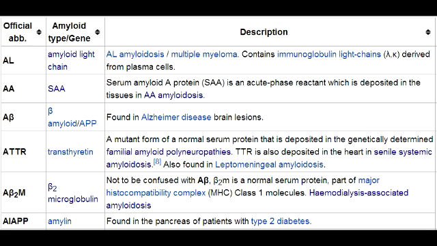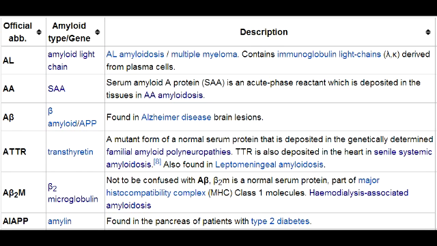What is AL amyloidosis? AL or amyloid light chain amyloidosis is the most common form of systemic amyloidosis in the US, and it occurs due to deposition of proteins from Ig light chains. In what situation can AL amyloidosis occur? AL amyloidosis can occur as a plasma cell disorder, or it can occur due to multiple myeloma.